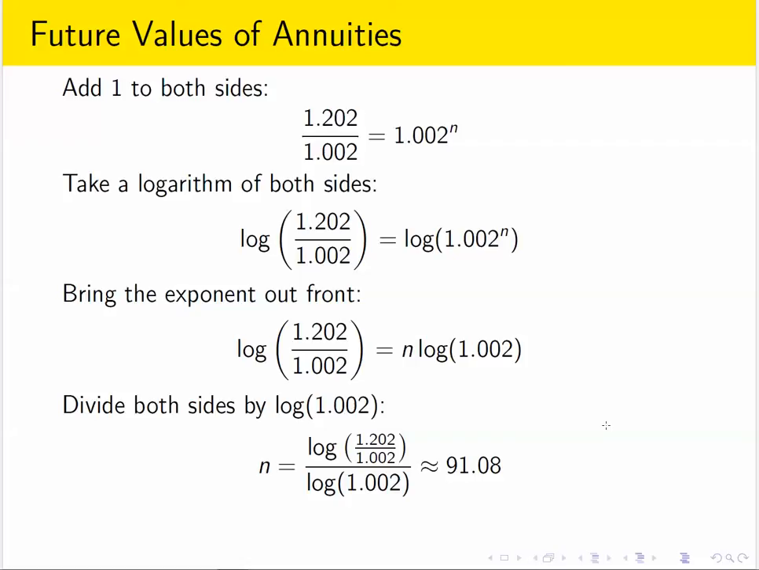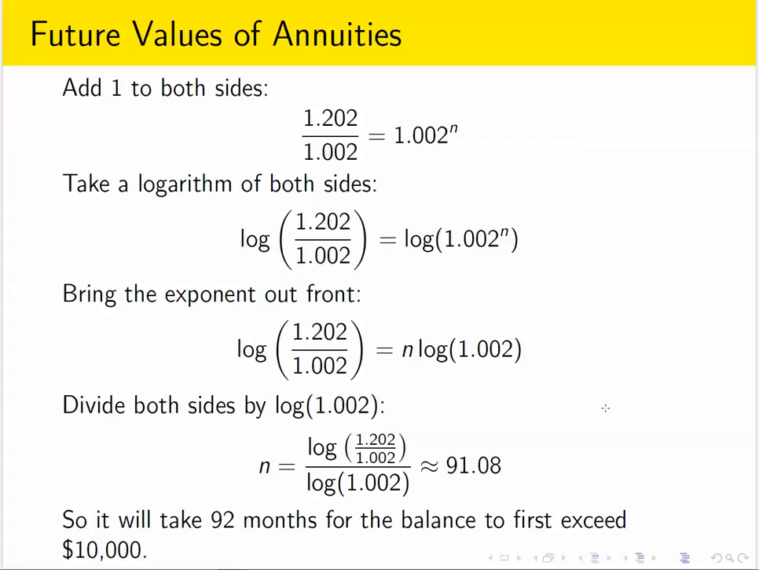Now, if you go back to the original statement of the question, it asked, when will we exceed $10,000? If I round this to the closest whole number of months, 91, I've not quite reached $10,000. I'll be a little bit short of $10,000, just a little bit. And I won't exceed $10,000 until the end of that month, until the start of the next month. So in order to do that, I need to actually round up to make sure that I'm exceeding $10,000. So I should really say that it'll take 92 months for the balance to exceed $10,000.